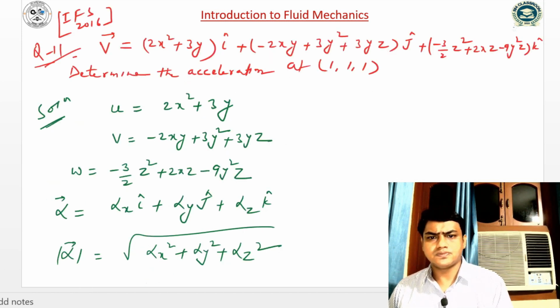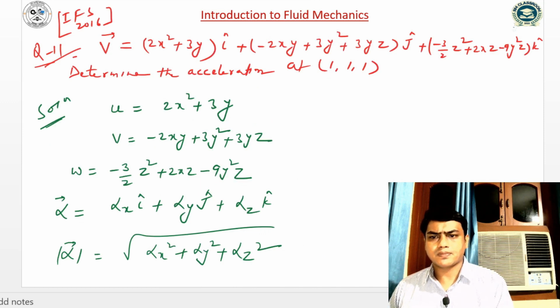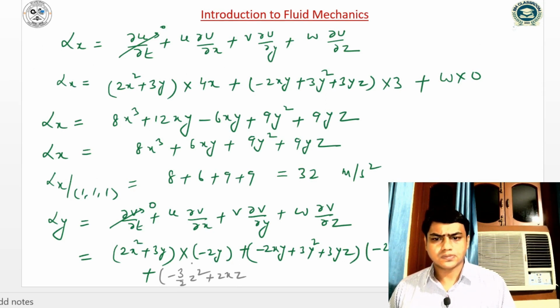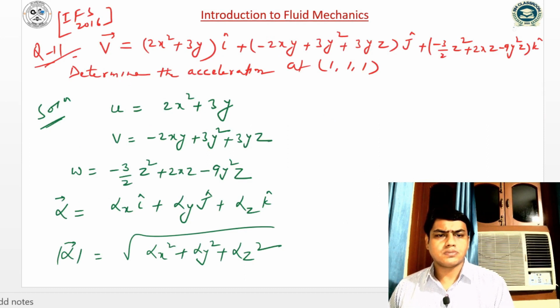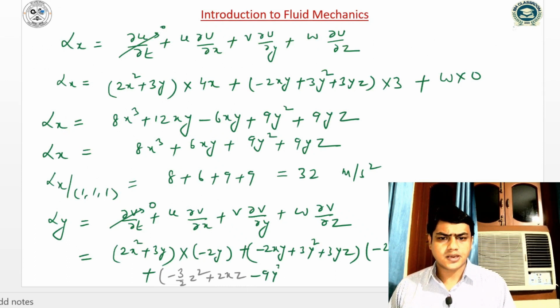So what is w? So w is minus 3 by 2 z square plus twice xz minus 9y square z, into del v by del z. So del v by del z, this term cancels, so it will be 3y.